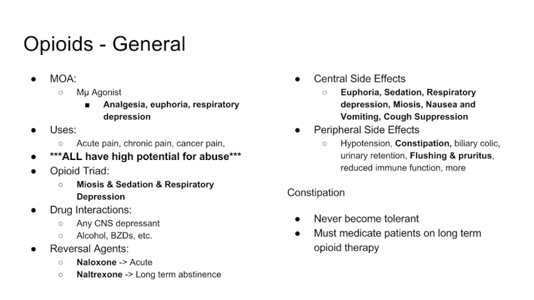In peripheral side effects, because the mu receptors are in the periphery, these medications also have effects there. The biggest thing you want to remember is constipation, because we'll talk about a medication that is used for diarrhea because it's so constipating.